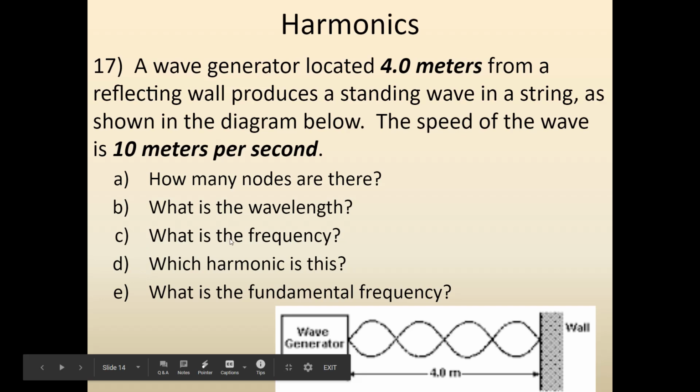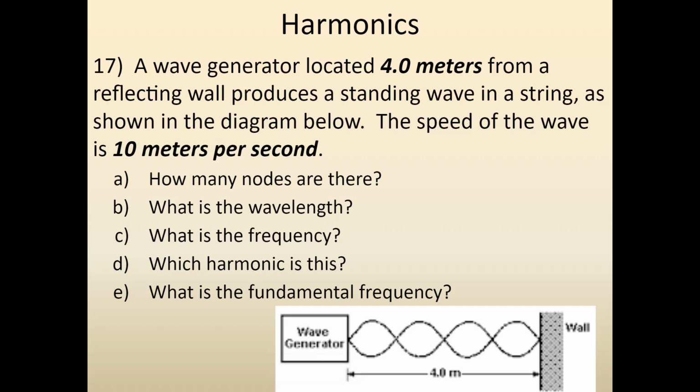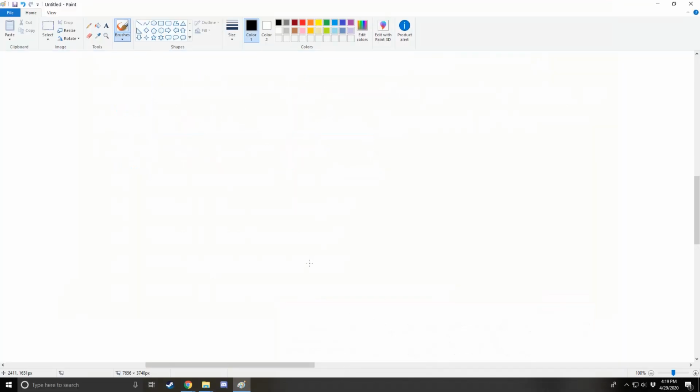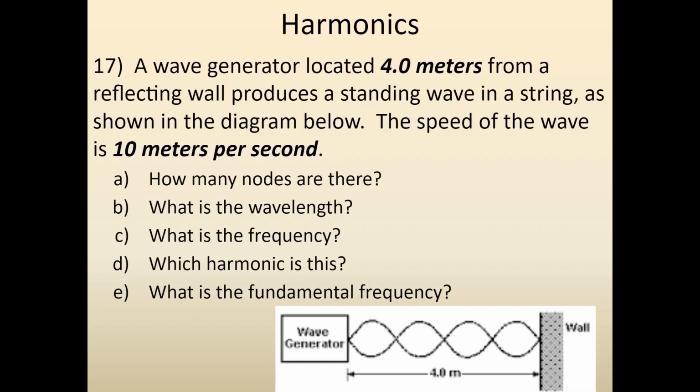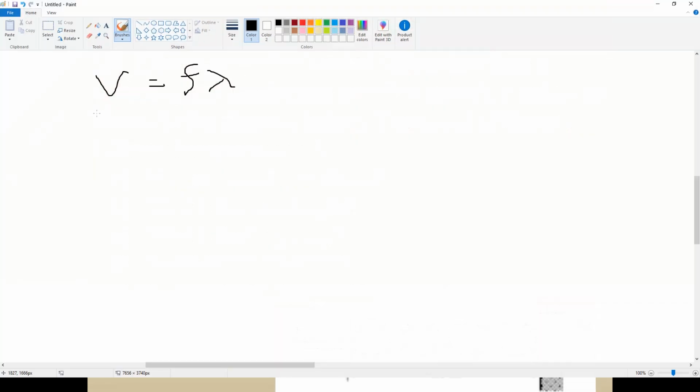For part C, they want to know what the frequency is. So the frequency is going to be found by doing v equals f lambda, taking the speed that they give us of 10 meters per second, and using the 2-meter wavelength to get that the frequency is 5 hertz.